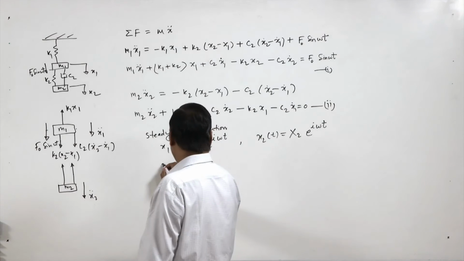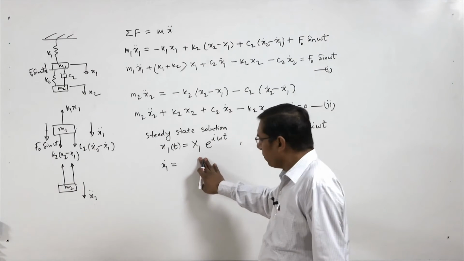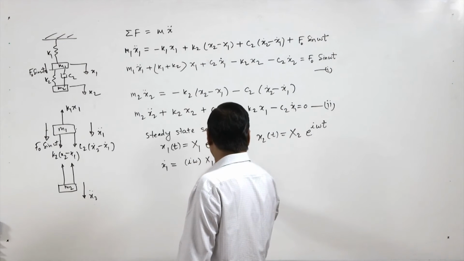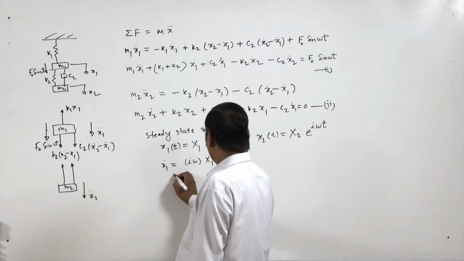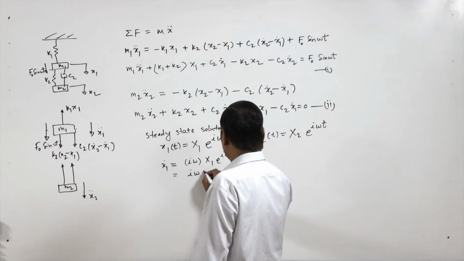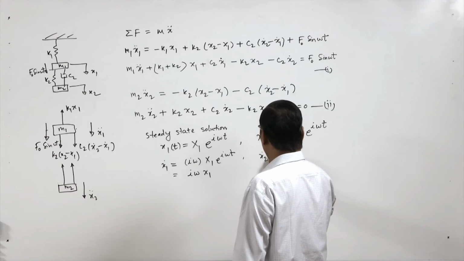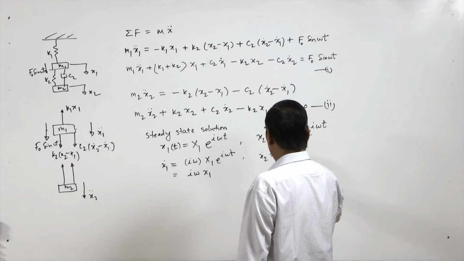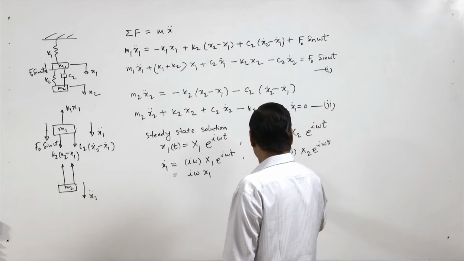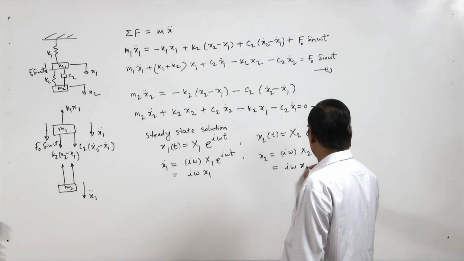Now we find x1 dot, so we differentiate this with respect to time. So we will get i omega X1 e power i omega t. So i omega and X1 e power i omega t is this x1, so x1. Similarly here x2 dot equal to i omega X2 e power i omega t, and here i omega and X2 e power i omega t is x2, so we can write x2.